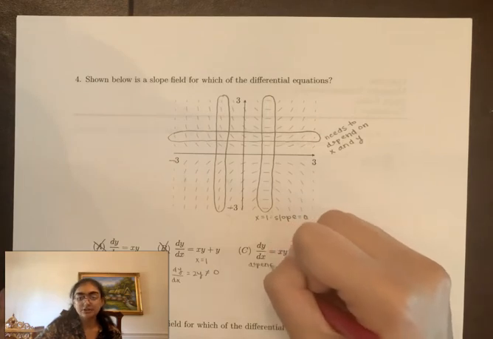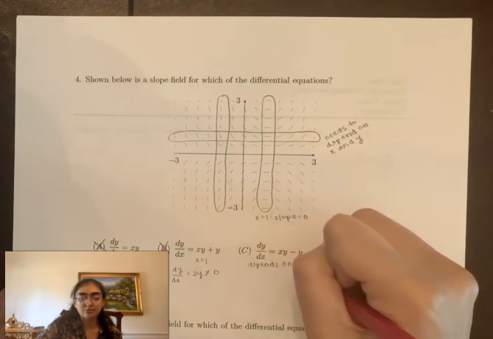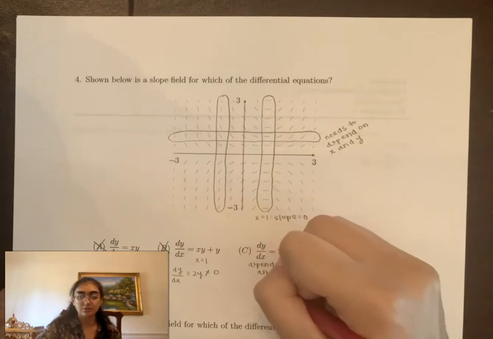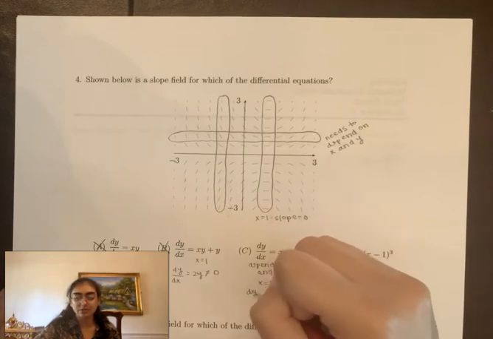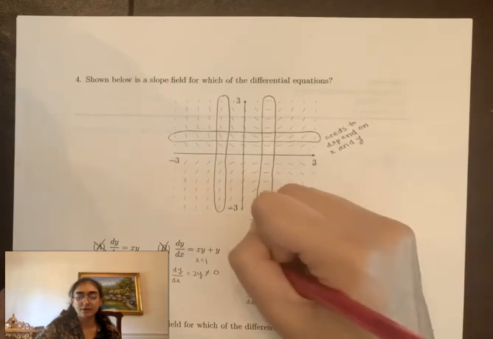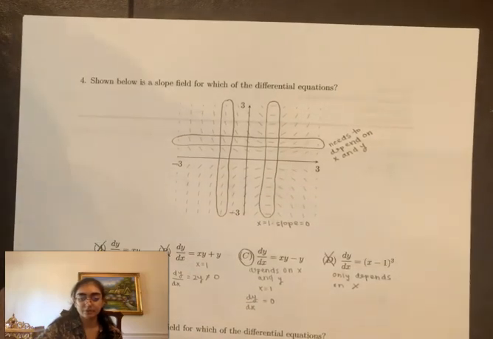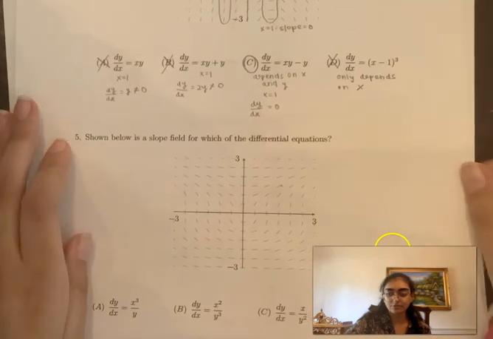We can also check this by noticing that it depends on both x and y, because it has both x and y in the differential equation. And if we plug in 1 for x, we get y minus y, which is equal to 0. So when x is equal to 1, the slope is equal to 0. So C is the correct answer for number 4.